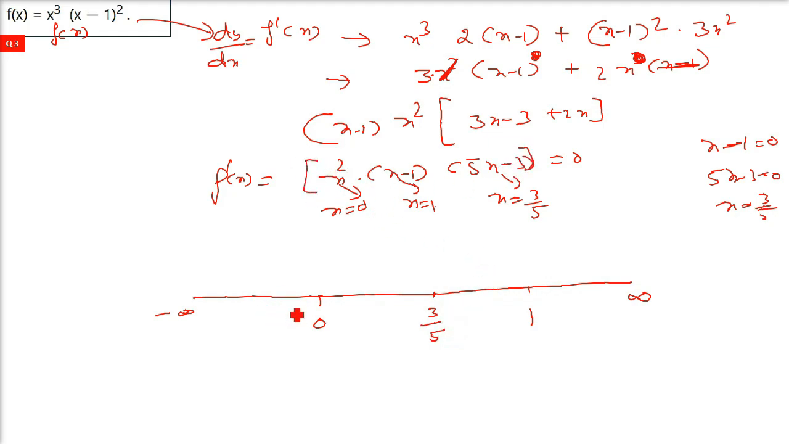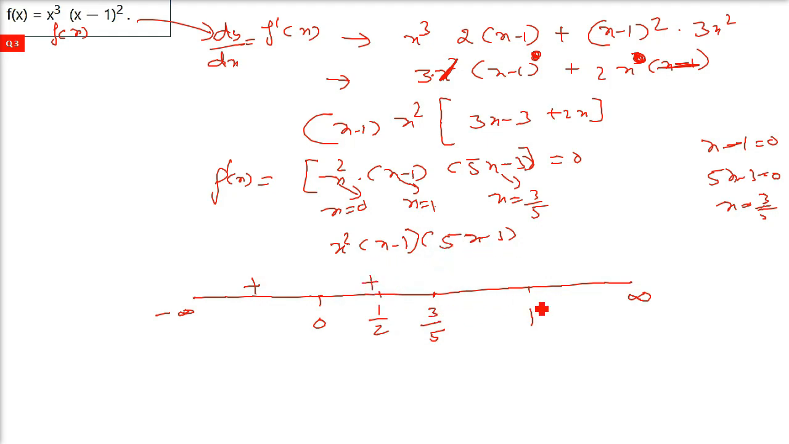Okay, now at the f dash x, please remember, in f dash x, try putting a value which is lower than 0 and higher than 0. We are placing the values now in x square into x minus 1 into 5x minus 3, and we would like to know the sign only, not the value. So when you place a value less than 0, say -1, you will get positive. When you place a value between 0 and 0.6, you can place 0.5, for example, you will get a positive.